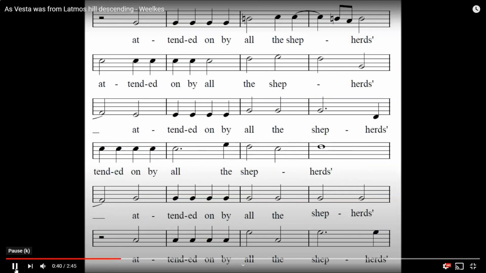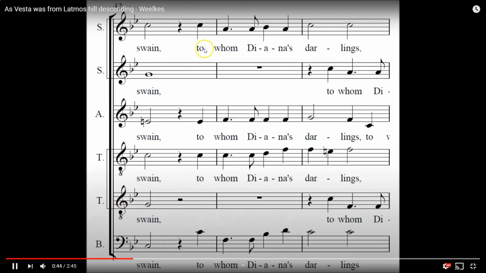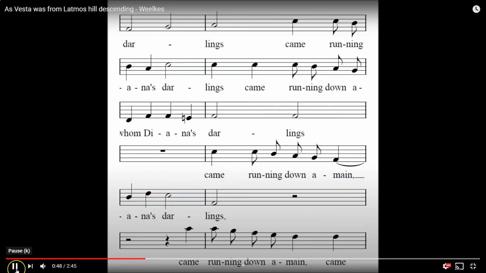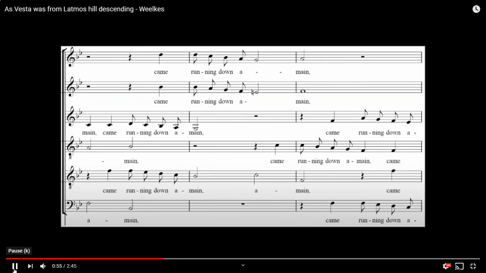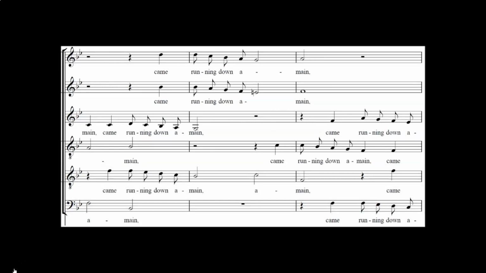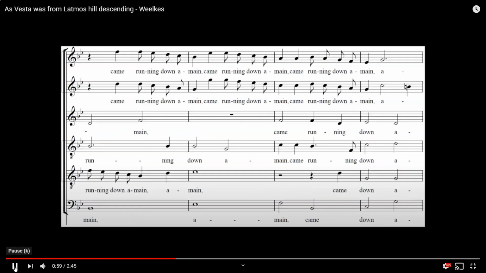Yeah, okay, so it's repetitive because there's a lot. So they're all running over, they're all running. And then here they go. Came running down amain. Running down amain is like they're just running willy-nilly. They're just running in so many waves.